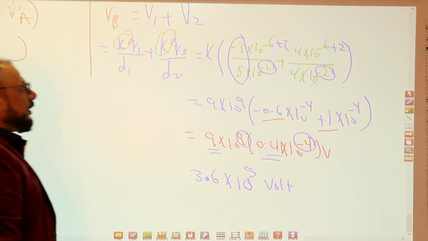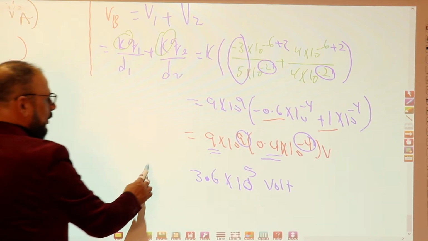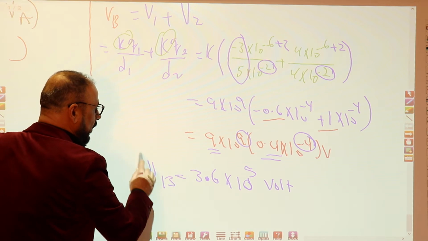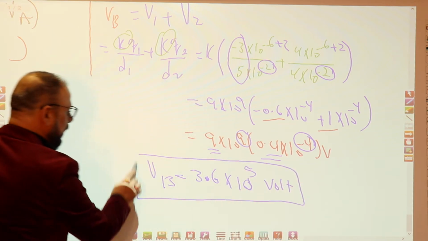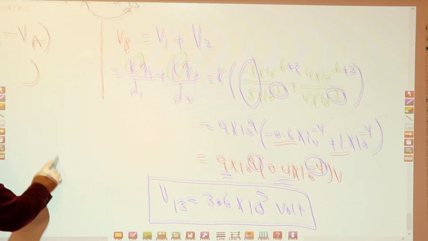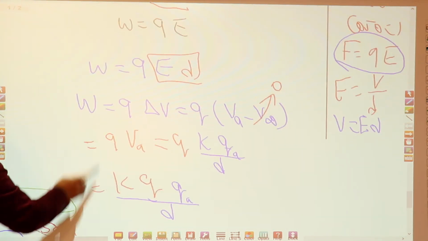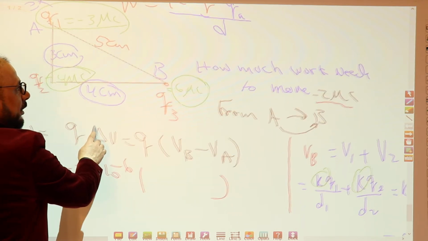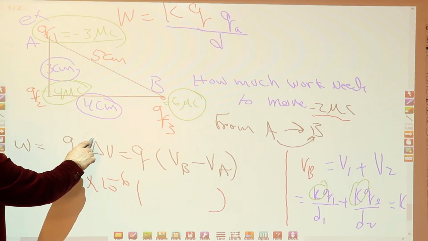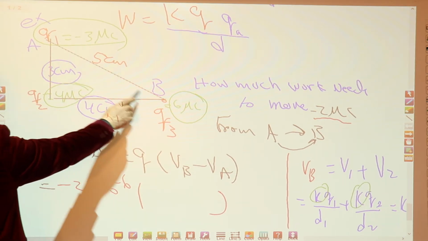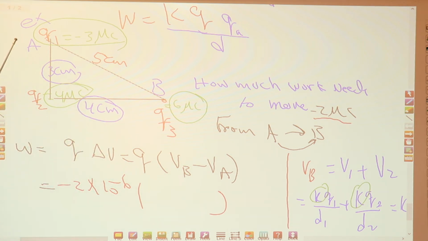Now let us find this VB. Let me just put it in a bracket because I need it. Then let me just find VA. He went from A to B, right? This A and this B. Now, I want to find the voltage at A.